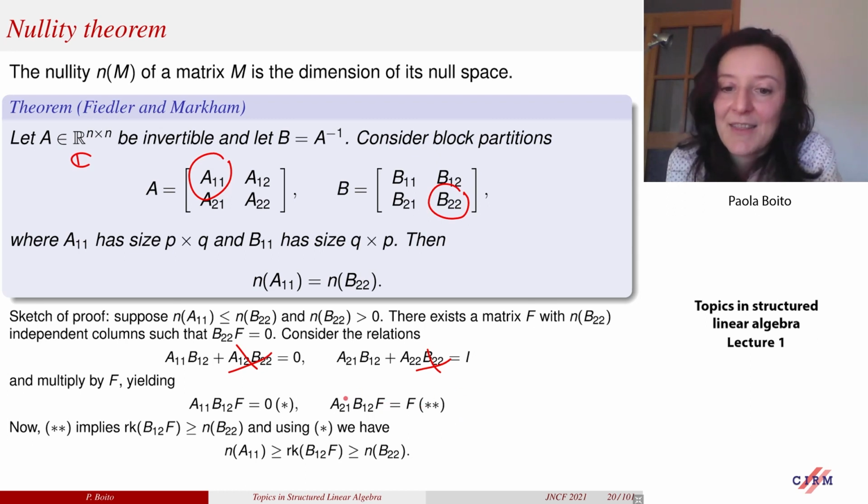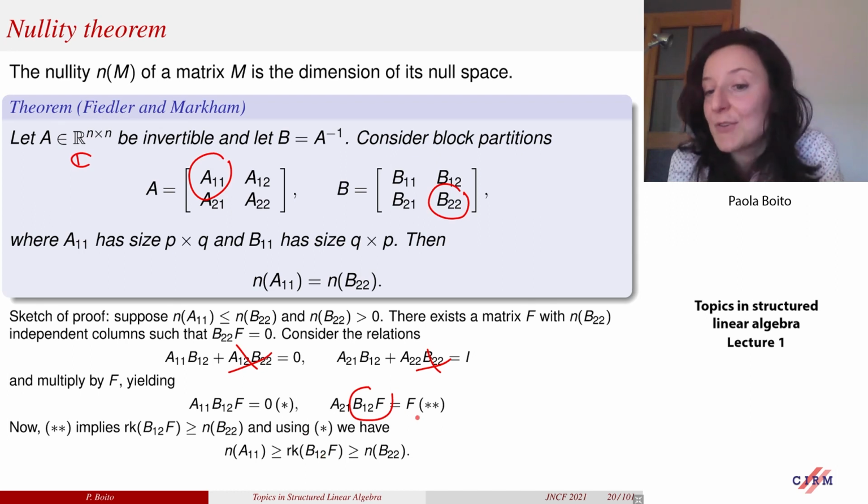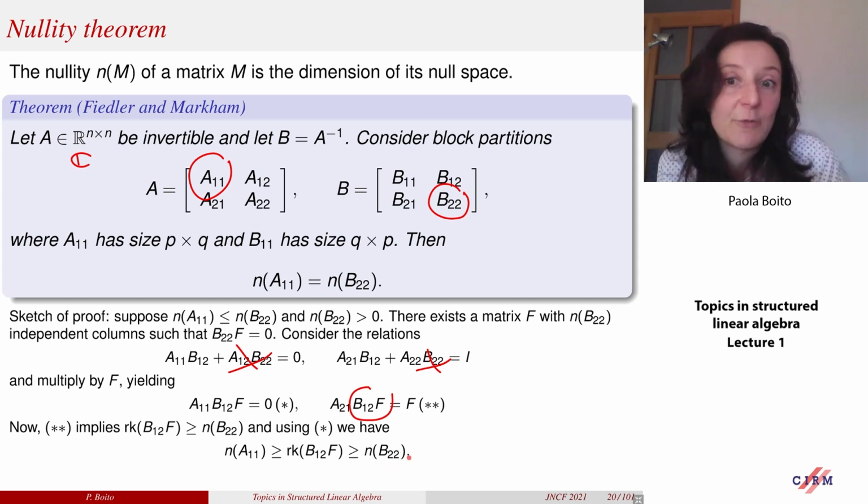Now, clearly this implies that the rank of this matrix is larger or equal to n(B22). And at this point, using this relation, we have the nullity of this block is larger or equal to the rank of B12 F, which is in turn larger or equal to n(B22).